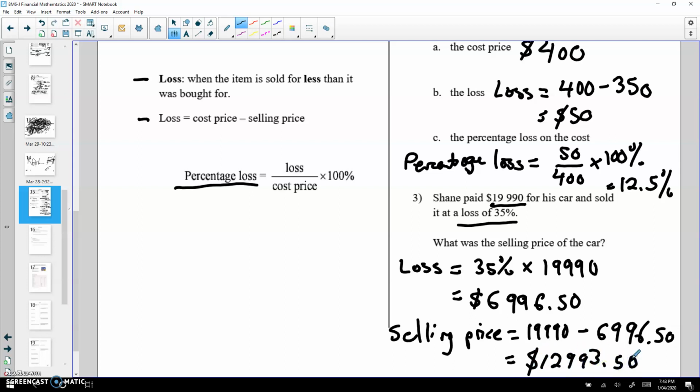Okay, so today we've looked at profit and loss and expressing those as a percentage. Good luck with your questions.